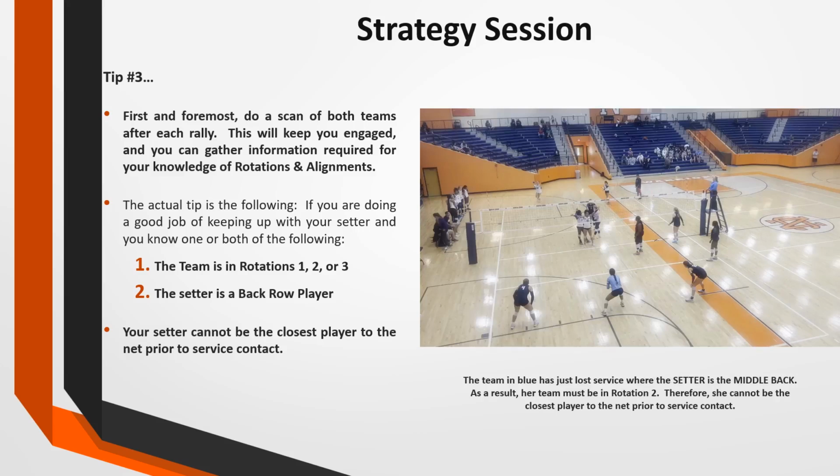Same tip. Now we're looking at a different rotation. So this time we're looking at rotation 2, where our setter is the middle back. And if we know that our team is in rotation 2, or we know that our setter is a back row player and we know she's middle back, we know that she can't be the closest player to the net prior to service contact. And we see in this image, our setter is a couple of steps off the net and a couple of steps away from the center line. And we have a player who will turn out to be our middle front, who is right on the net and right on the center line.